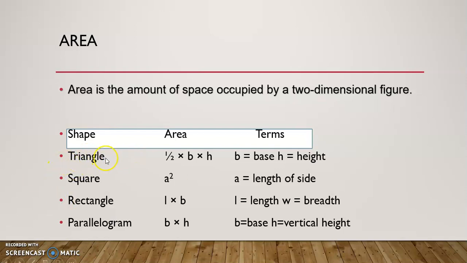For a triangle, the area is half b times h, where b is the base and h is height. So the area of a triangle is half base times height. Area of a square is what? A squared, where a is the length of a side. For a rectangle it is length times breadth, and for a parallelogram it is base times height.